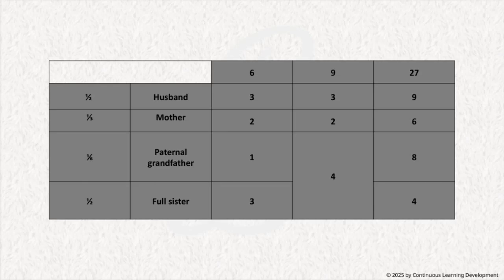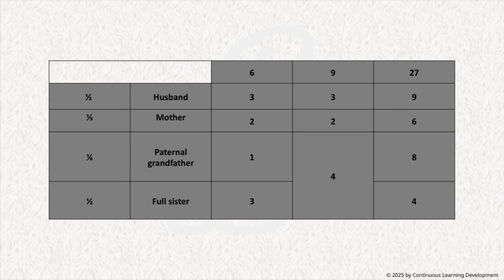Let's take a closer look at this family chart to understand how these relationships and fractions work together. On this slide, we see different family members with their corresponding fractions, which represent their shares or connections within the family. For example, the husband is shown with a fraction of 1/2, meaning he shares a certain proportion in this context. Similarly, the mother is listed as 1/3 and the paternal grandfather as 1/6. Notice how the numbers in the table, like 6, 9, and 27, are connected to these fractions. They help us understand the ratios or parts of the whole family structure.